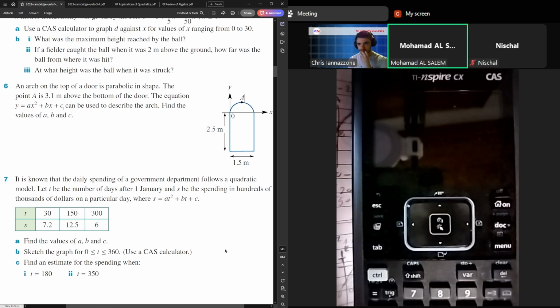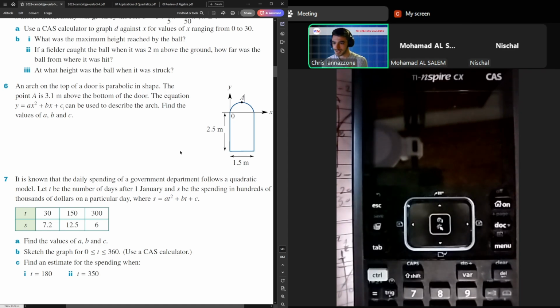Would A be 1.6? Where 1.6? Oh, because of the difference of 2.5 and 3.1. Yeah, that's good. So that's the y value of A though. You need the full point. What would be the x of A? 0.75, because it's the midpoint.